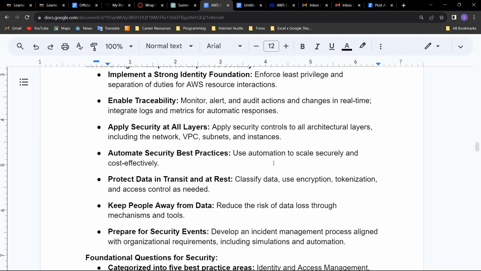And then protect data in transit and at rest. So when your data is at rest, when there is no request for it, the data is not going anywhere, you have to implement some security measures to protect it. And whilst it is traveling, it should also be protected. So data classification, encryption, tokenization, and access control are needed, right? Yes, so that is where KMS comes into play.